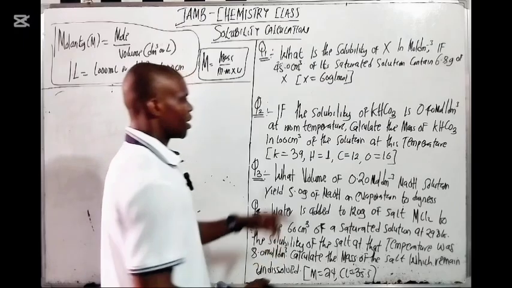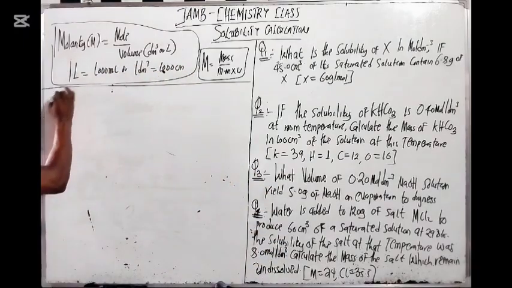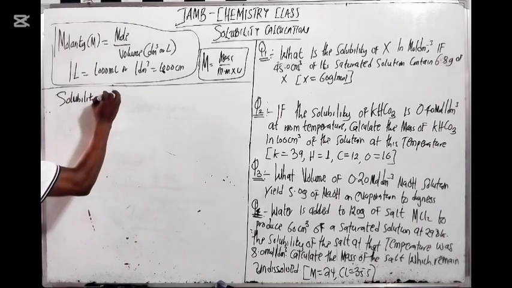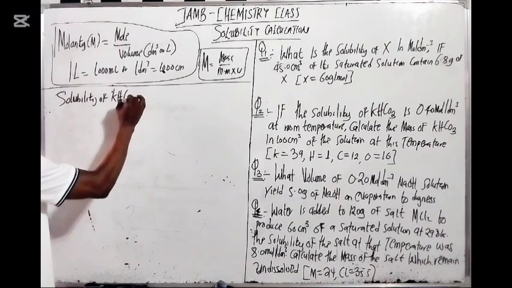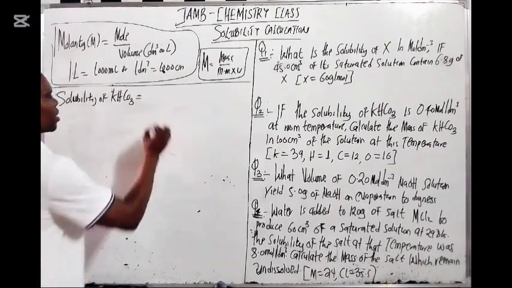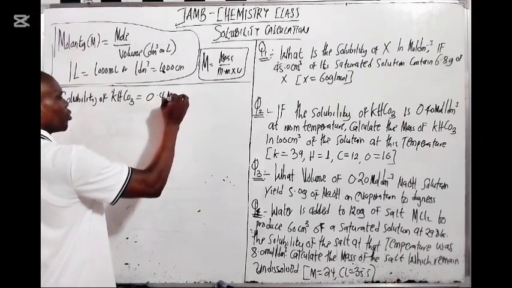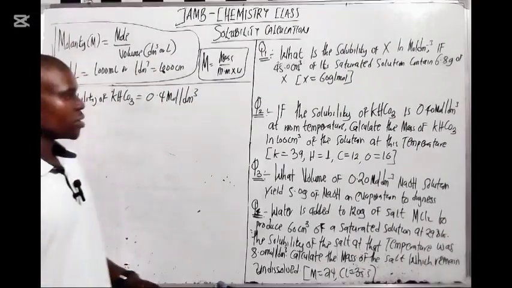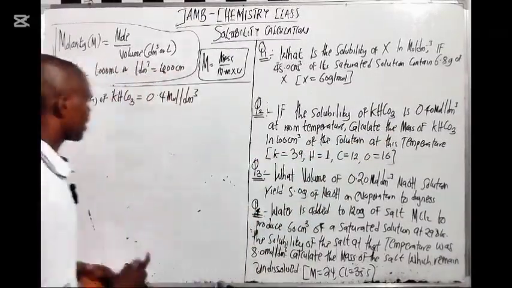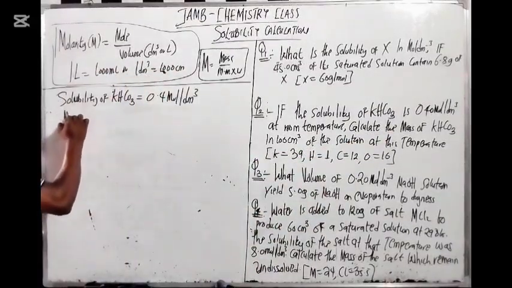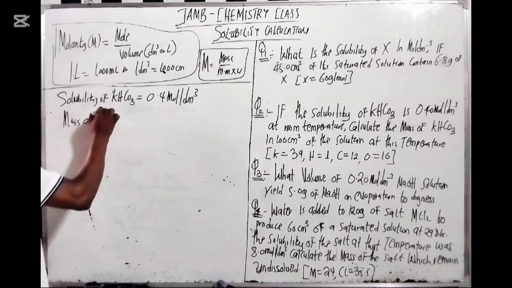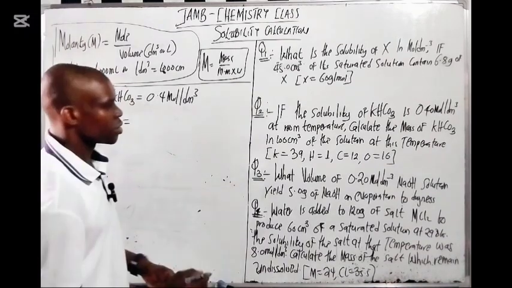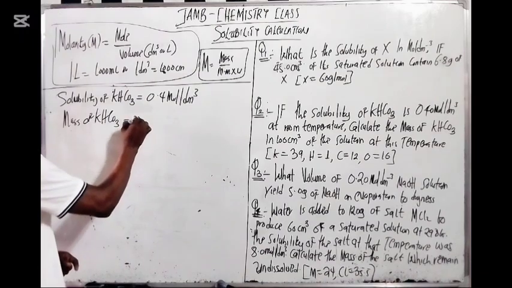If you look at it very well, the solubility of KHCO3 is 0.4 mole per dm³, right? That is it. Now at room temperature, they ask you to calculate the mass of KHCO3, potassium hydrogen carbonate. So they say you calculate the mass, right?